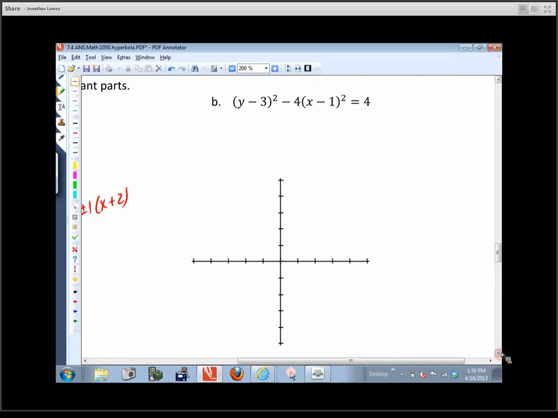Okay. So we go through and we divide everything by 4, which means I've got y minus 3 over 4, x minus 1 squared over 1 equals 1. And from there, finding the center, the vertices, the asymptotes, all of that stuff shouldn't be too terribly bad.